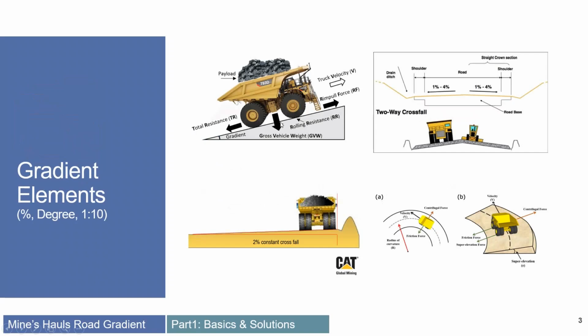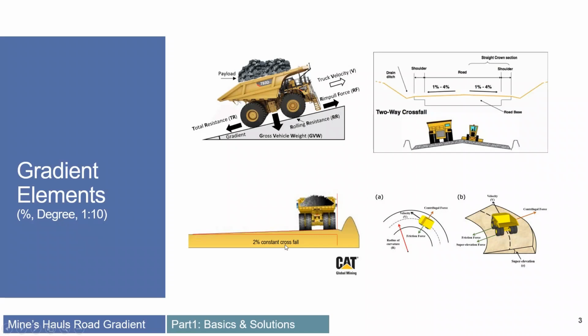In this picture, you see the forces acting on a moving loaded truck. What is generally referred to as the road gradient is the uphill or downhill slope. This angle can be measured in percent, degrees, or ratio like 1 in 10. But there are other gradients effective in the truck's pathway: crossfall slope, in these two pictures, and superelevation slope.